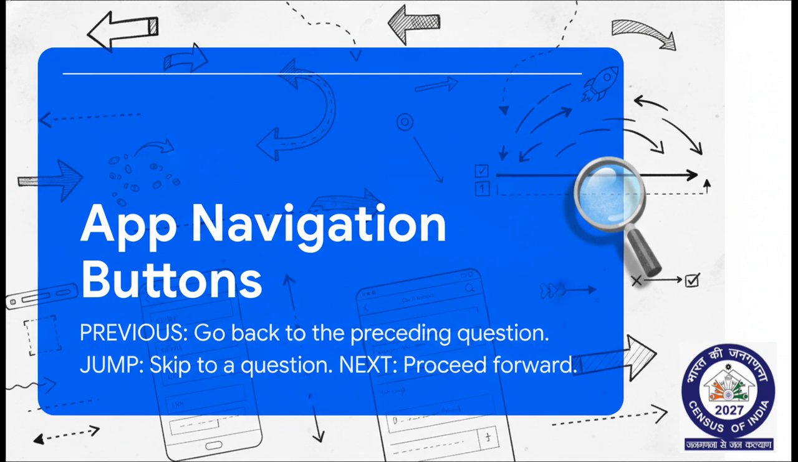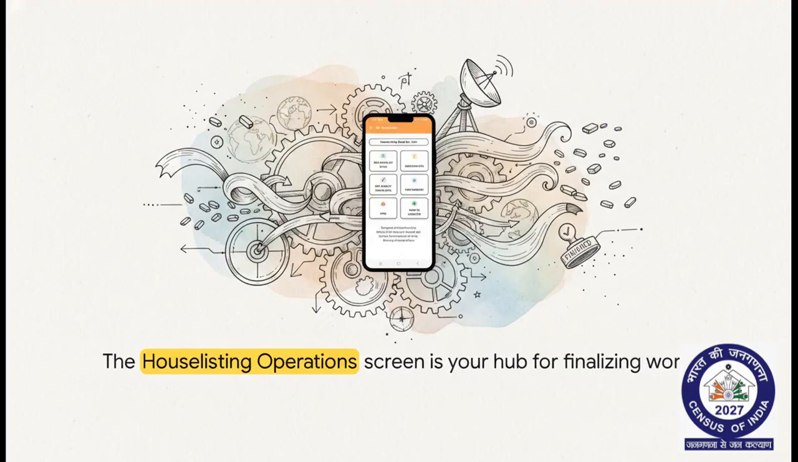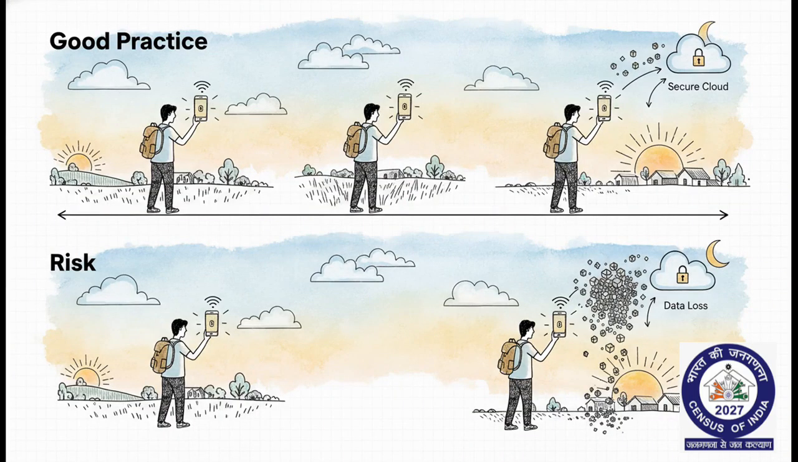And finally, let's talk about the most important steps of all, saving your hard work and making sure it gets safely uploaded to the main server. This main menu, the house listing operations screen, think of it as your mission control. After you're done with your entries, you're going to come back here for 2 key final actions: sync and mark as complete. I cannot stress this enough.